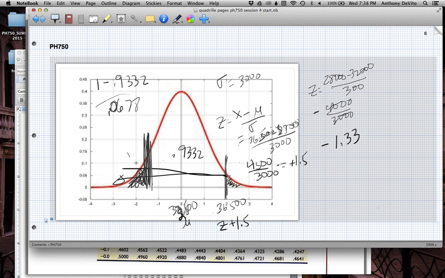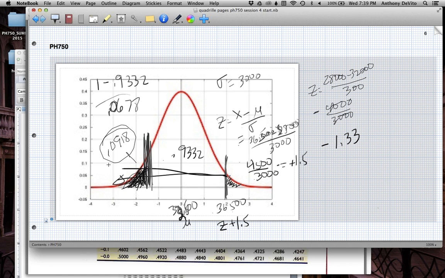So this would be 0.0918. And since the table has already given us the area that they're asking for in the question, I don't have to worry about subtracting it from anything. Does that help back there? Is that helping you in terms of the table? Is it a little bit clearer now?